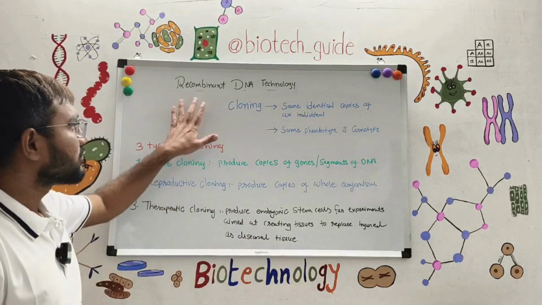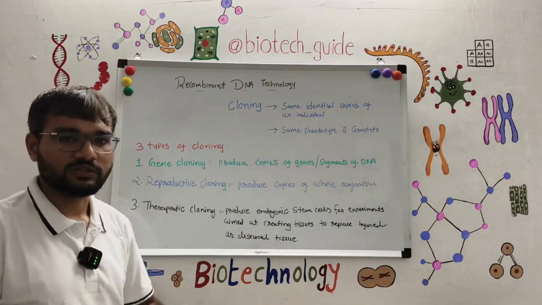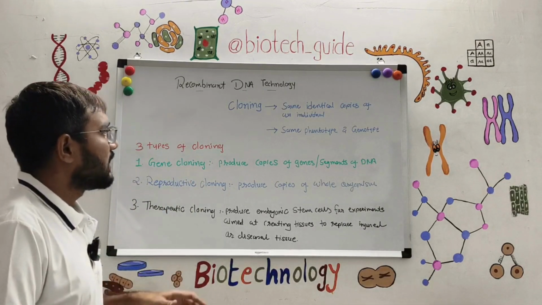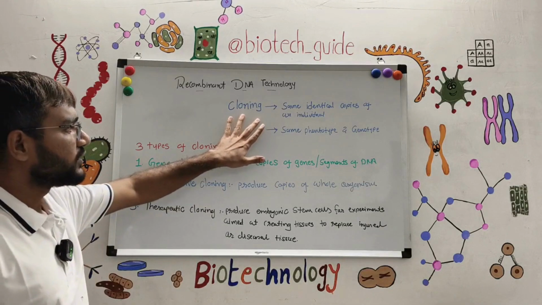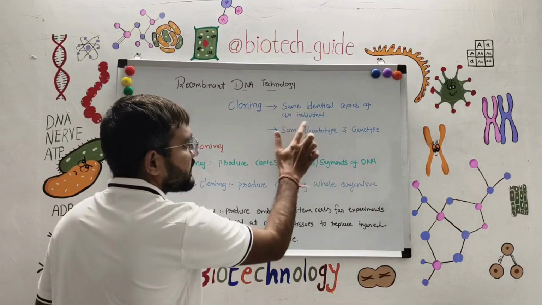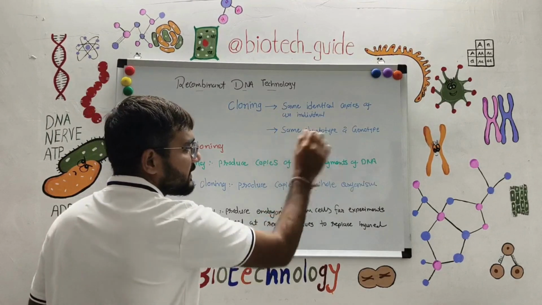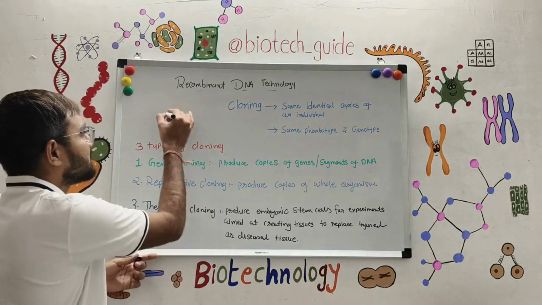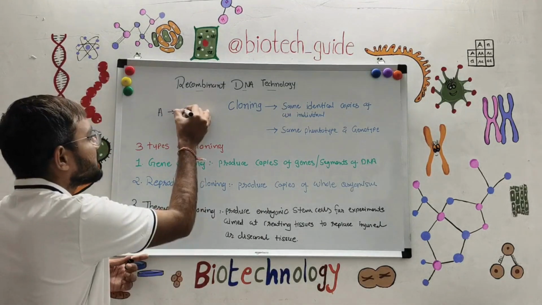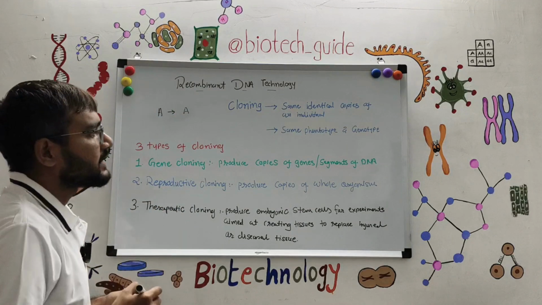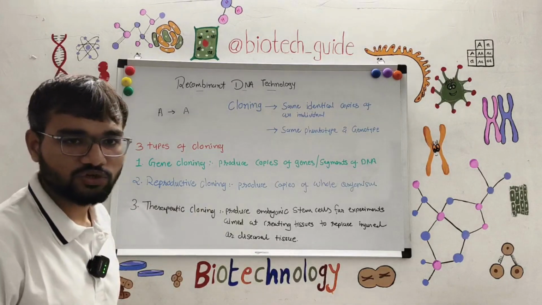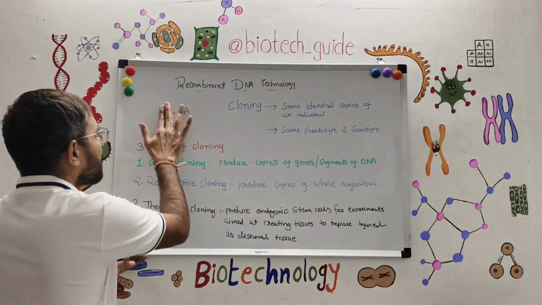So in this video lecture, we are going to discuss recombinant DNA technology, which is a part of cloning. Basically, what does cloning mean? When we are producing identical copies of an individual which have the same phenotype and genotype, like this is the individual A, and by using cloning, we produce identical copies of individual A which have the same phenotype and same genotype. Okay, so this is defined as cloning.